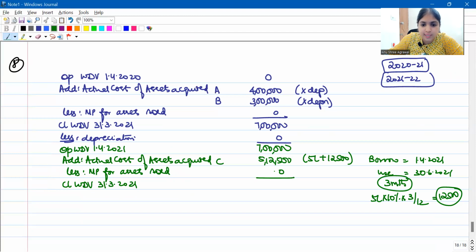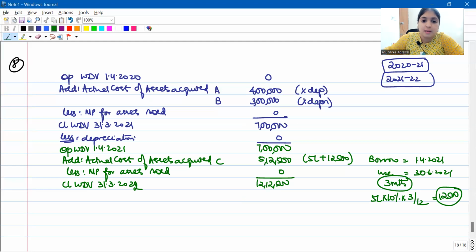So what is our closing WDV now? 7 lakh plus 5 lakh 12,500. This will be 12 lakh 12,500. This is on 31st March 2022. Okay. Now will I get depreciation?